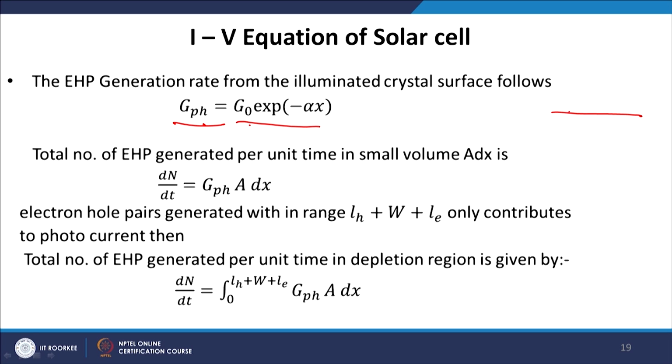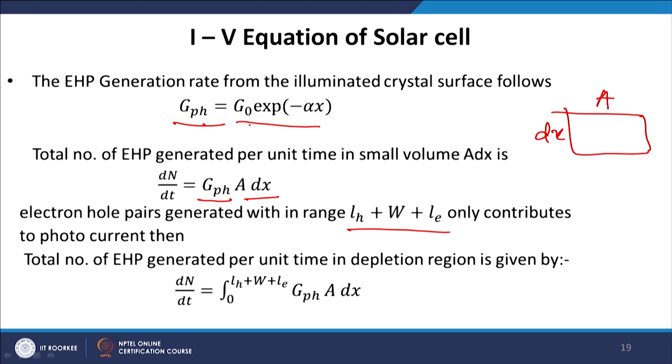Let us consider there is a volume, the area is A and the width is dx. So, this volume is A dx. The total number produced per unit time, dN dt, is the charge carrier generation rate per unit volume times the volume A dx. Electron hole pairs are generated in the range LH plus W plus LE, which is the active region that participates in the charge carrier generation in a solar cell and only contributes to the photocurrent, that we already know.